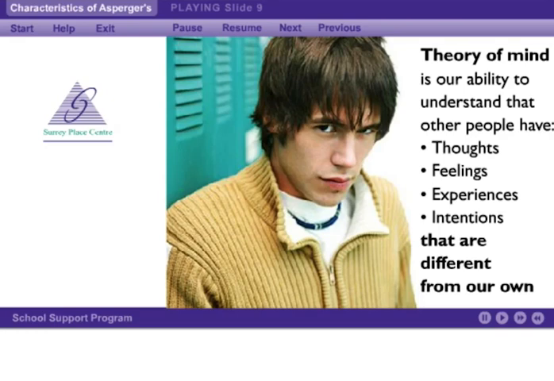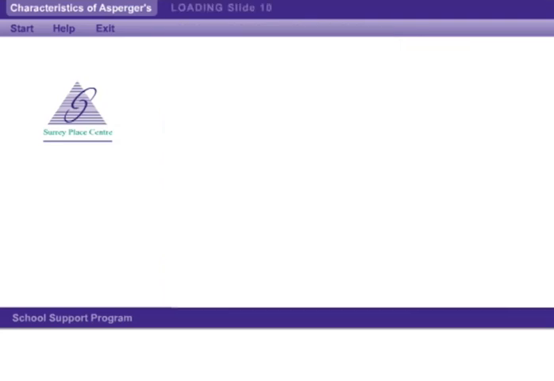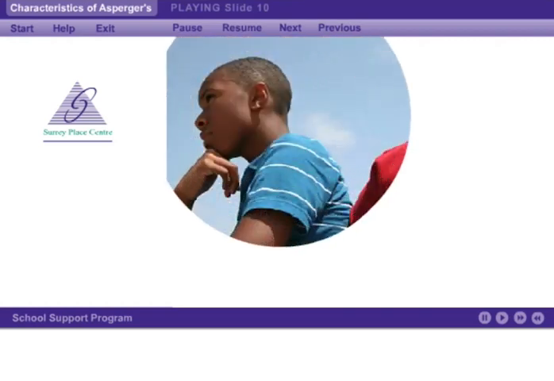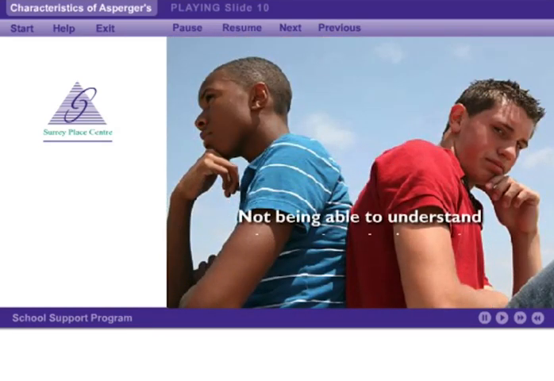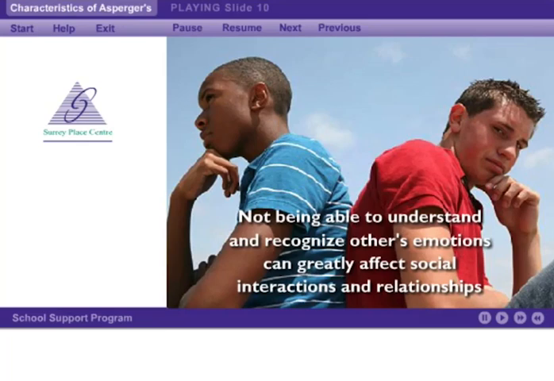Most of us can anticipate how others will react in a situation, what will make a friend angry or happy, recognizing when someone is sick or sad just by looking at them, expecting that you will be sad when your grandmother passes away. As you can imagine, not being able to understand and recognize others' emotions can greatly affect social interactions and relationships.